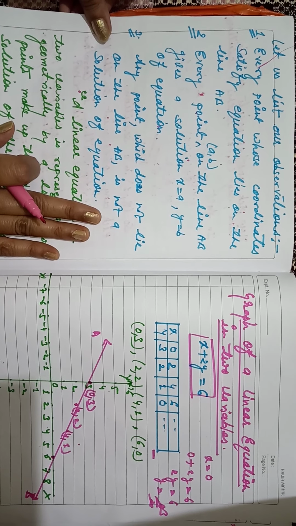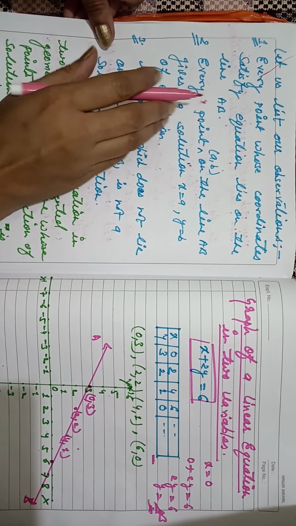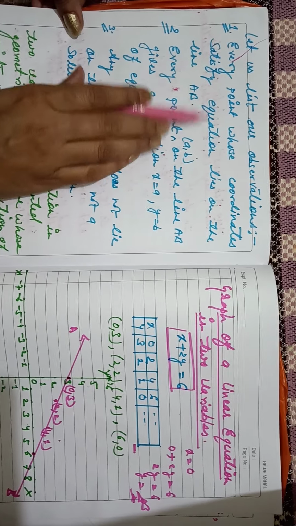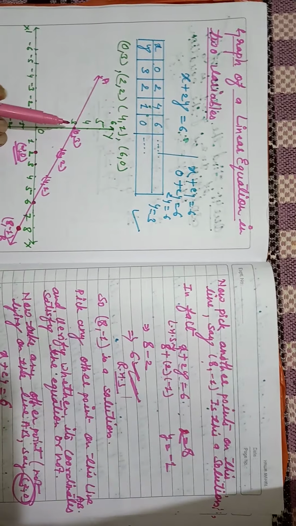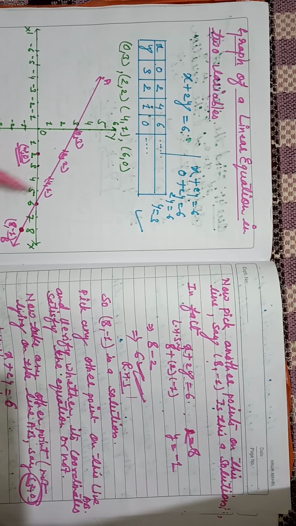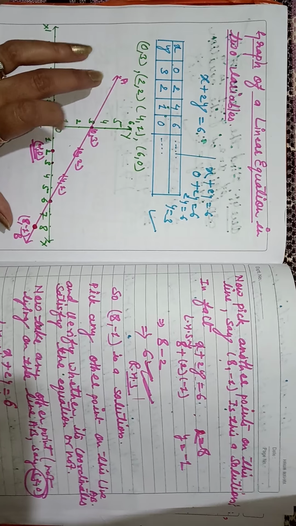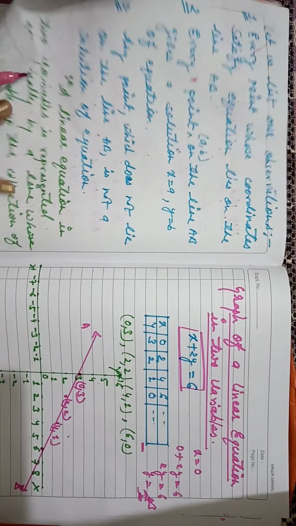Now let us list our observations, what we observe. The first observation is that every point whose coordinates satisfy the equation lies on the line AB. As we see, (0, 3), (2, 2), (4, 1) and (8, -1) satisfy the equation, or we say are solutions of the equation, and they lie on the line AB.